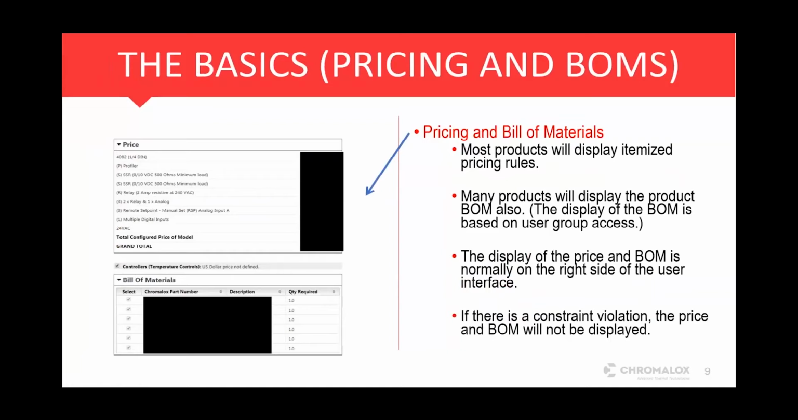Pricing and bills of material. I like the pricing display on the user interface. As you can see over here on the left, most products will display an itemized pricing, a list of itemized prices, rather than the old Aptean configurator, which would give you a total. Now you can see, based on the order tables, which feature is selected and what the price is for each feature selected. Many of the products now will display a bill of material, also right below the pricing.